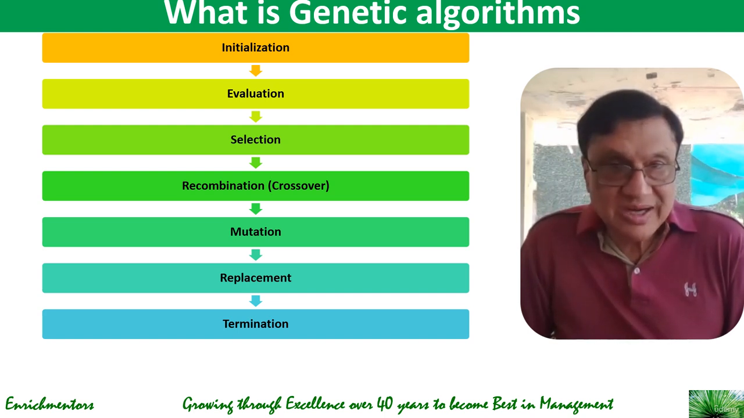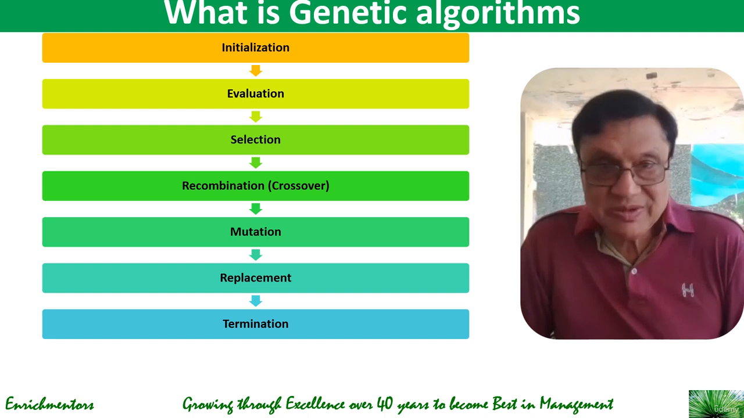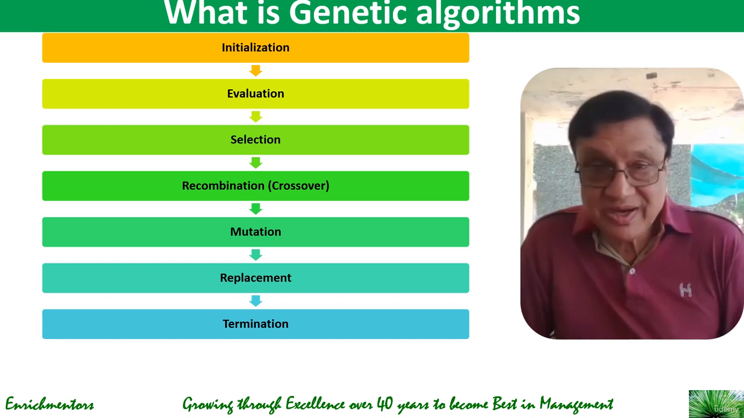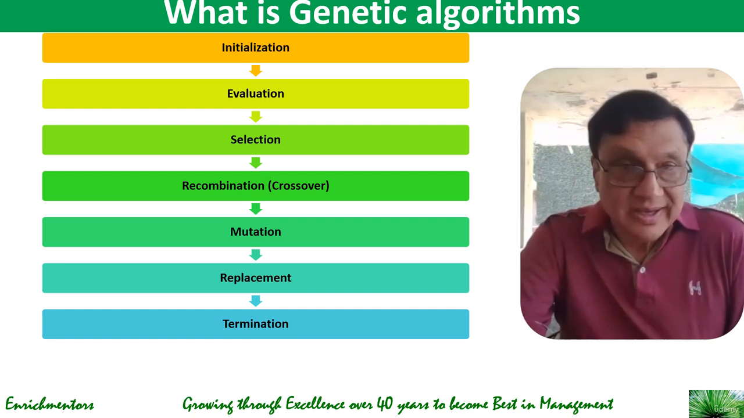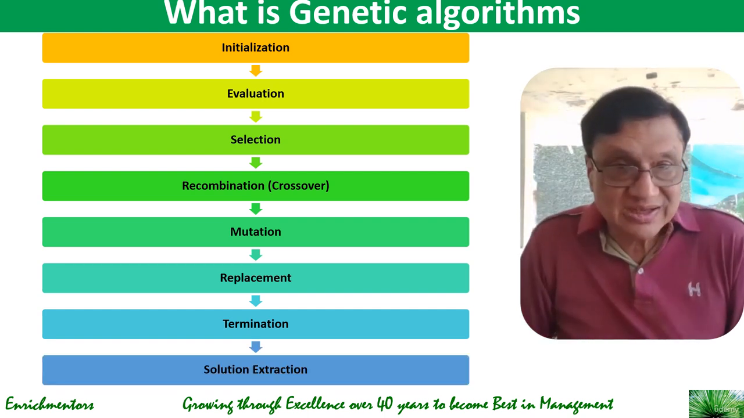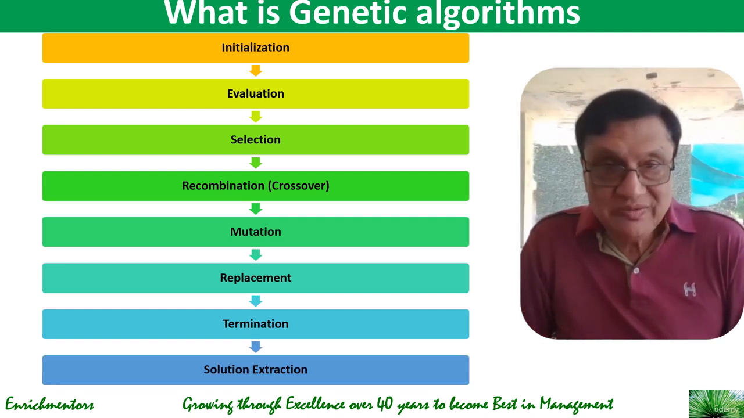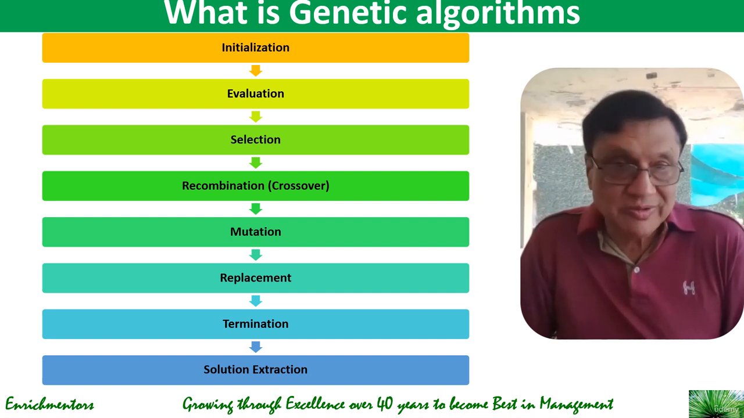The termination criteria may include reaching a maximum number of iterations, achieving a satisfactory fitness level, or stagnation of the population. And finally, you extract the best individual or individuals from the final population as the output of the genetic algorithm. These individuals represent the optimal or near optimal solutions to the optimization problem.